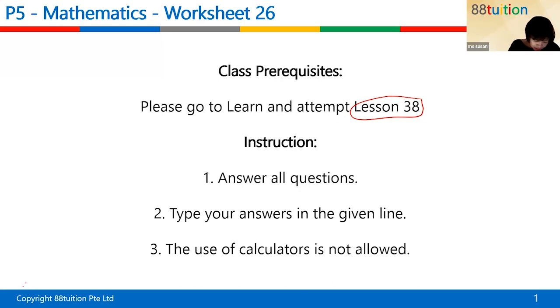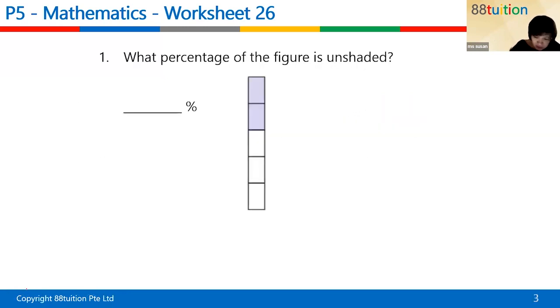See here. What percentage of the figure is unshaded? Now, the question now is unshaded. So, keyword is unshaded. It will refer to where? This portion that is unshaded. Okay. Here. So then this unshaded is 1, 2, and 3 parts out of 5 parts. So you just multiply it by 100% to convert it to percentage.